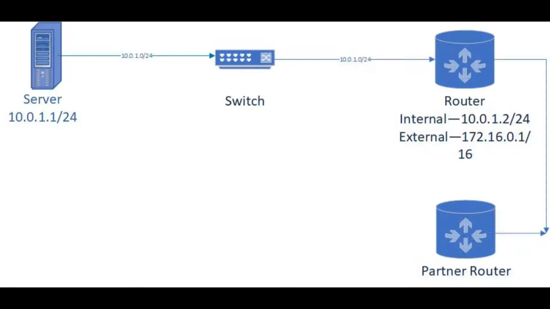And the external interface was the 0/1 fast Ethernet with an IP address of 172.16.0.1. That was a 16-bit subnet for connecting to our partner team.